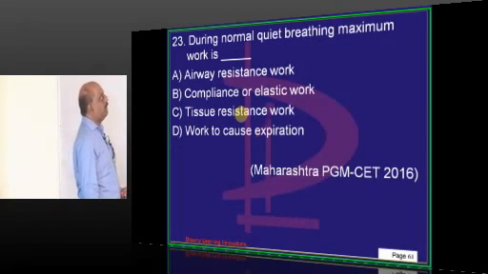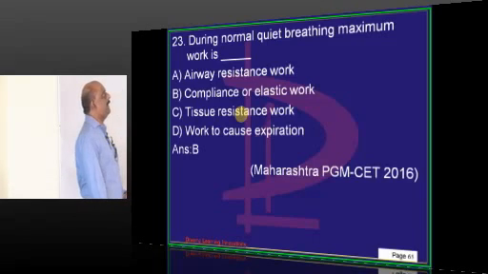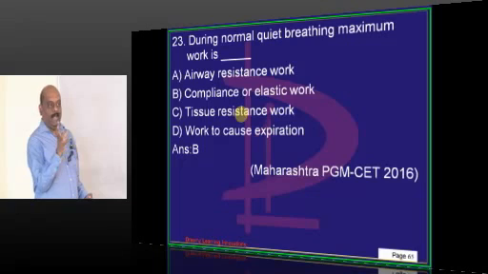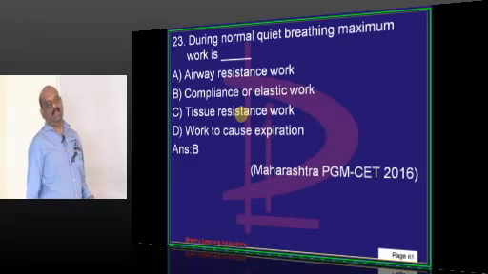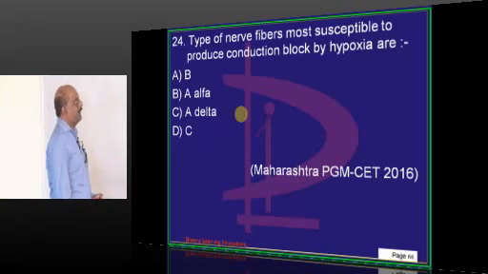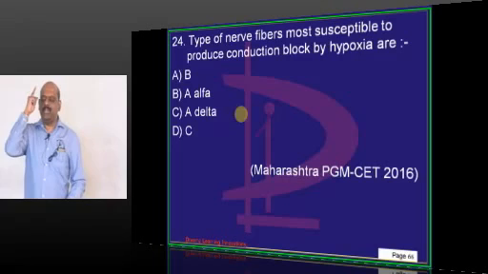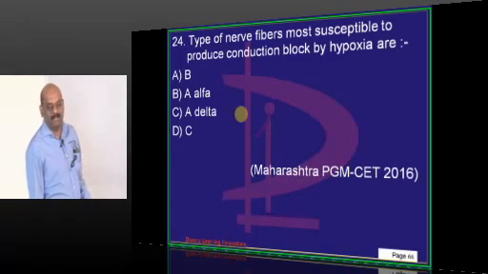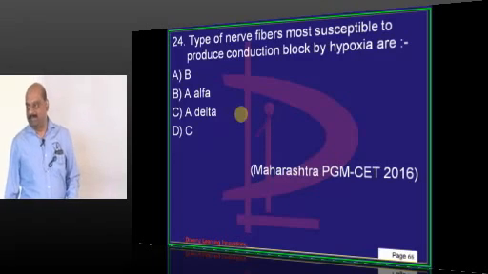Then during normal quiet breathing, when do you have the maximum amount of work done? So the compliance of the lung and the elastic work are the ones which contribute to the maximum amount of work. One question on nerve fiber classification. We had been waiting for this question to come for ages.